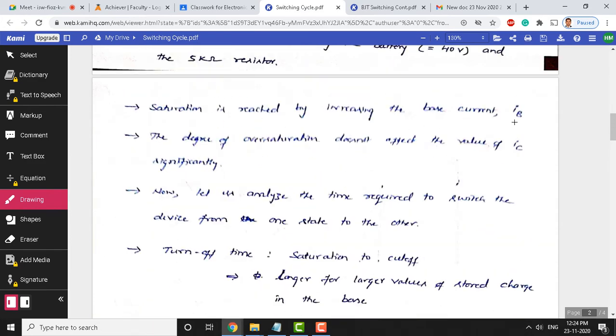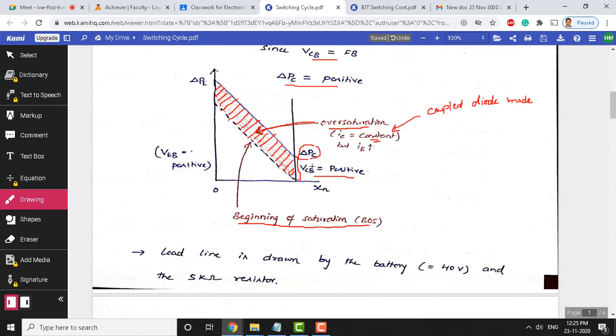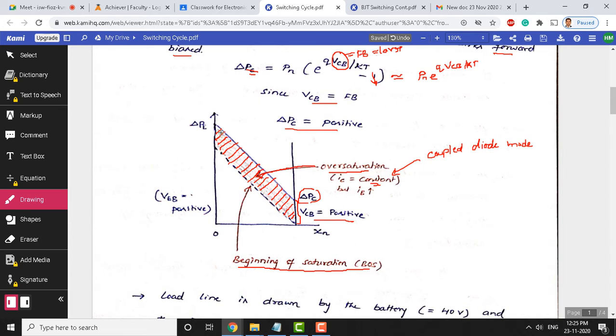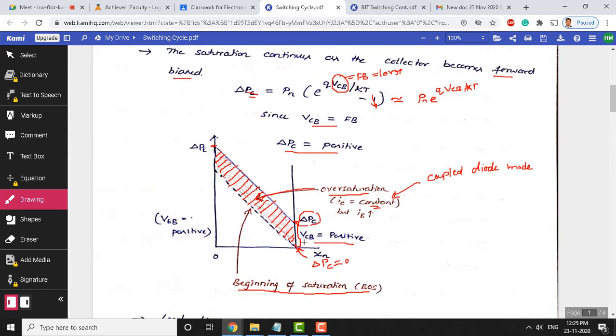Saturation is reached by increasing the base current, we have seen that. If you increase the base current, by increasing the base emitter voltage and even applying the collector emitter voltage, you are in the over saturation mode. This is the beginning of saturation, and this line indicates the final stage of saturation. This indicates the concentration of holes here. Delta P is here because of the excess voltage VCB applied, and this is the delta PC value. With VCB equal to 0, delta PC will be 0 at exactly this point.